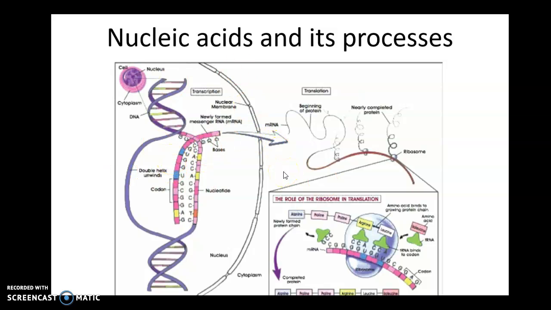Apart from these two processes, the first one transcription and the second one translation, you will also learn about the replication of the DNA. That means you copy one DNA into another one, and it happens especially when your cell is dividing.